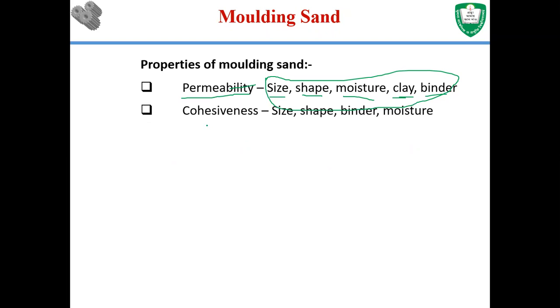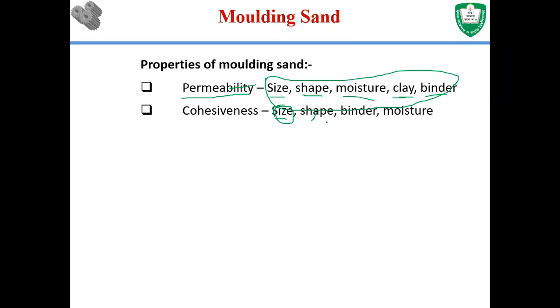Next one is the cohesiveness. That means sand should stick to each other, right? That is the cohesiveness. Am I right? Yes, sir. So it will also depend on the size. If the size is smaller, there is more cohesiveness. If the size is larger, cohesiveness is less. That means they don't stick with each other. Okay, and shape. If the shape is irregular, then they can stick to each other. But if the shape is round, then they don't stick with each other.